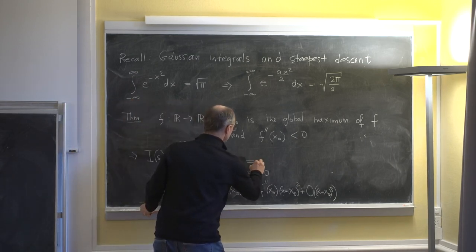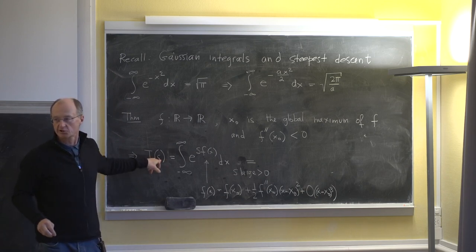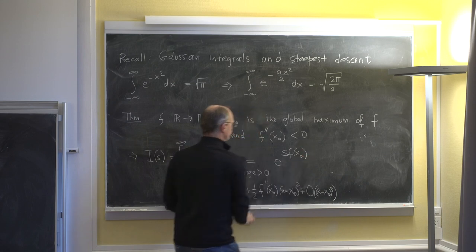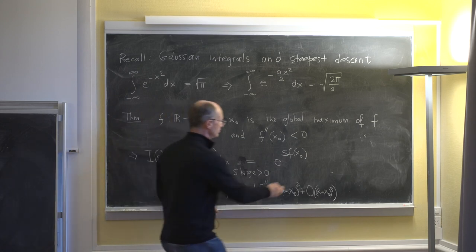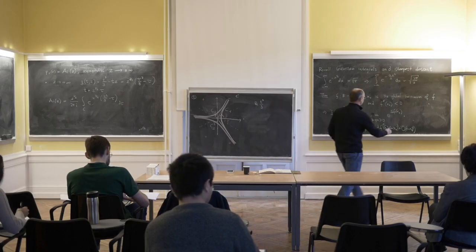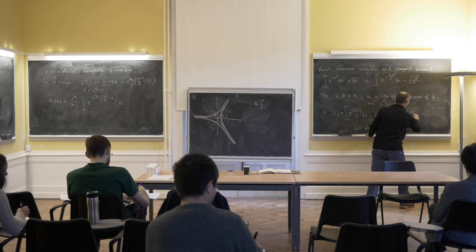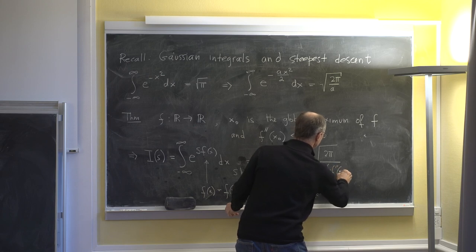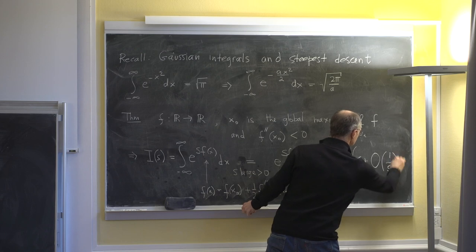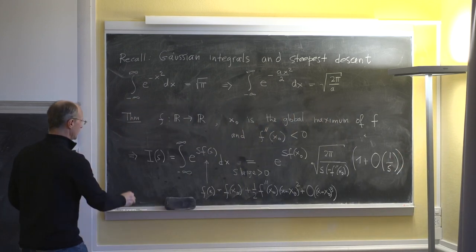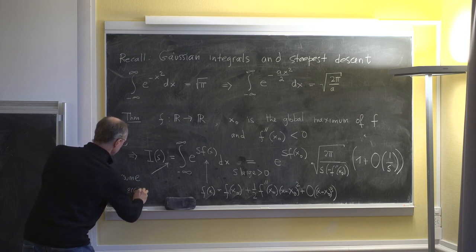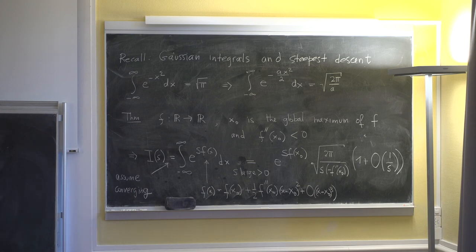So then the steepest descent method is saying that this expression, this integral I of s, is given by exponential of s f of x0 times the following interestingly looking expression, square root of 2 pi over s times minus f double prime of x naught, and here 1 plus O of 1 over s. And we also assume that the integral is actually converging.